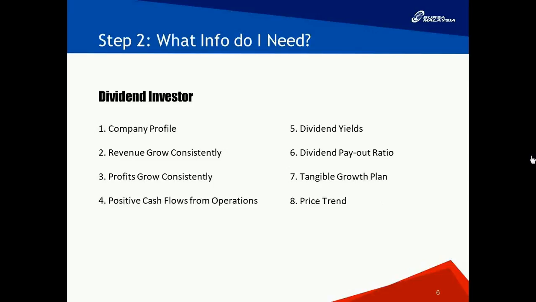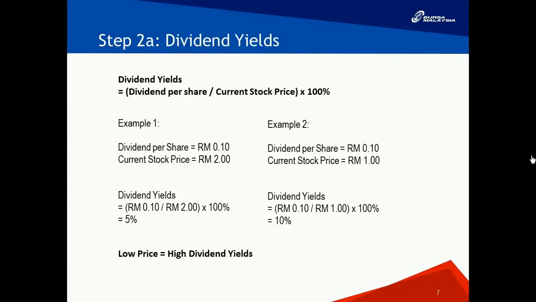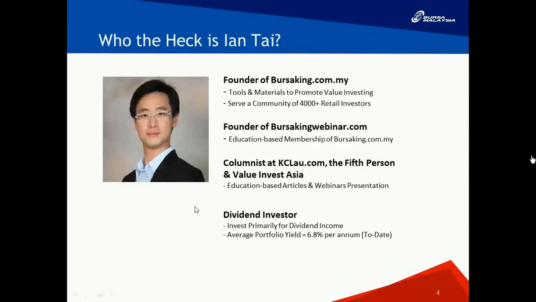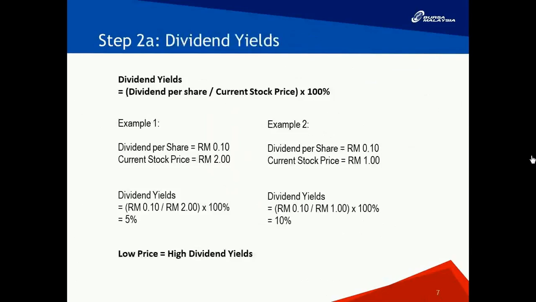All right, so let's go on to the formula. I'm going to do this very quickly because it's actually a very simple formula. So step 2.A, to calculate dividend yields. Just now I gave a brief introduction: my average portfolio yield is about 6.8%. So this is how you calculate dividend yields. You have dividends per share, and then you divide it by the current stock price, and then you multiply by 100%, and there you go, dividend yields.